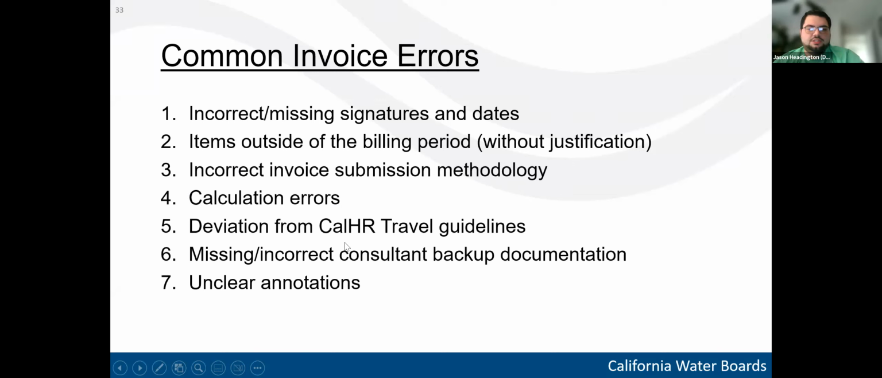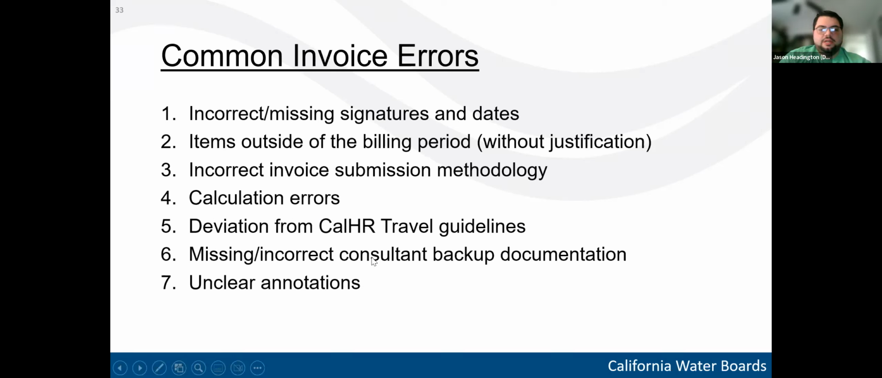Fifth, any deviation from CalHR travel guidelines. This can cause problems during the review. So this might include the consultant rounding up on the number of miles they're claiming, or rounding down even. And any other deviations, such as not using the correct mileage rate, they sometimes use a previous year's mileage rate, which reduces the total claim. So a good thing to check when they're claiming travel is just to make sure that the correct CalHR guidelines for when the travel was conducted are being used.